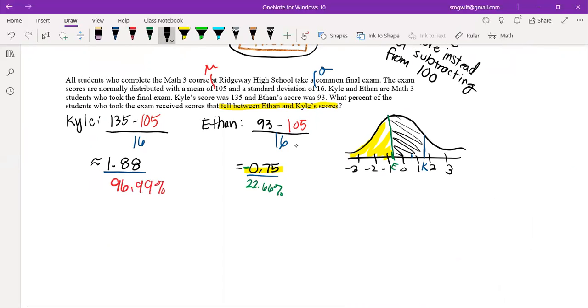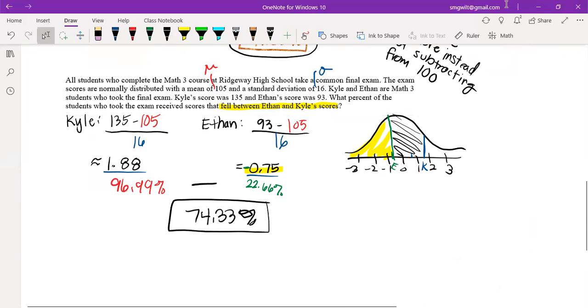If I want to find between, I'm going to subtract those two values. So if I subtract 96.99 minus 22.66, that's going to give us 74.33%. That means that 74.33% of students that took that exam had a score between Ethan and Kyle's scores.